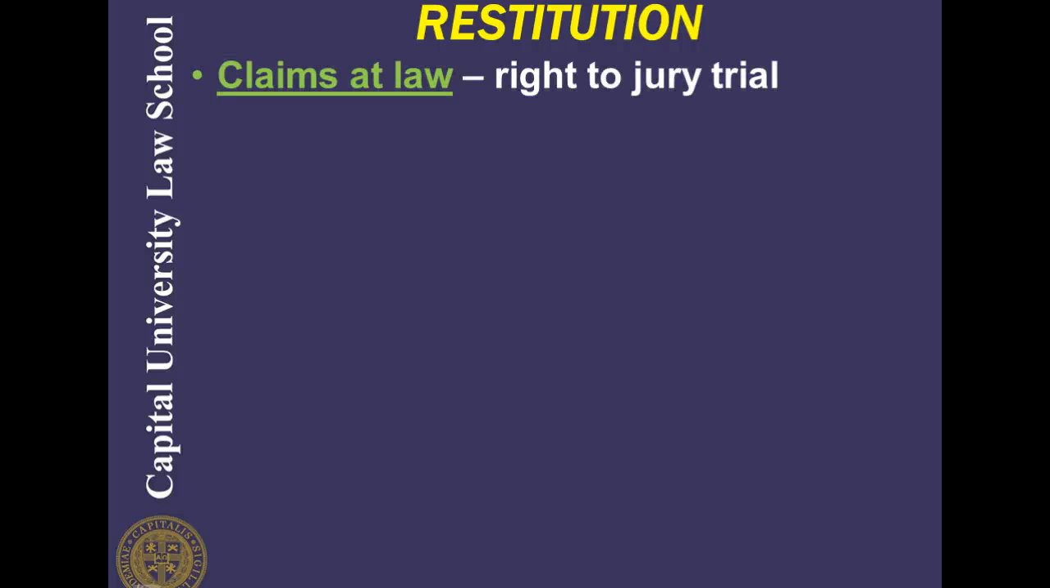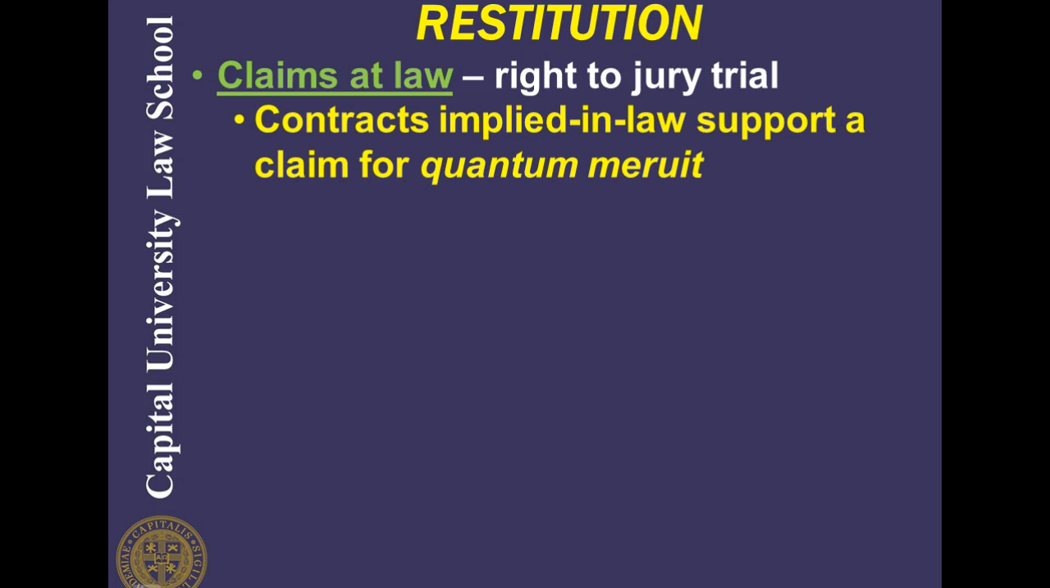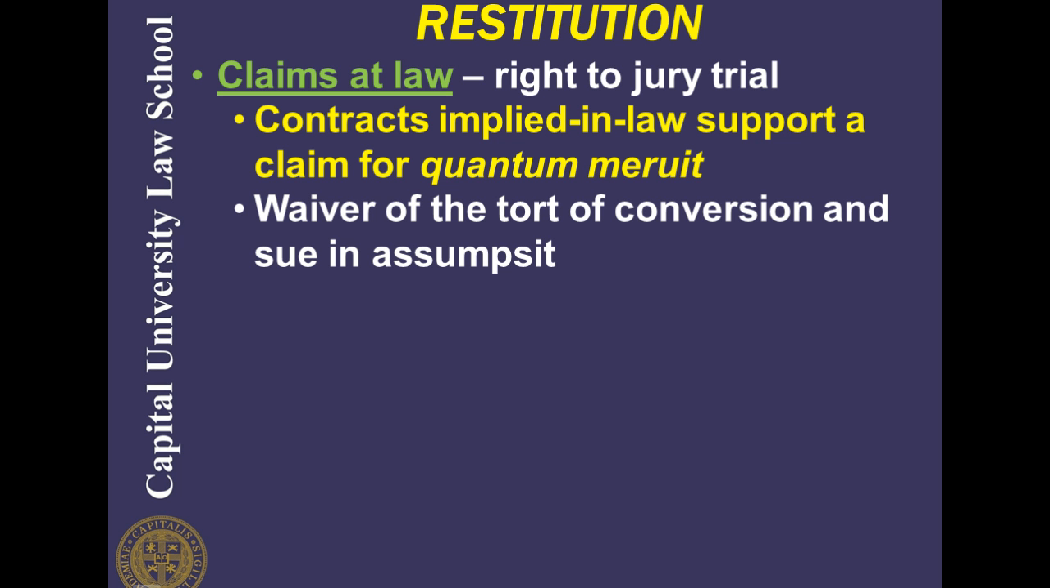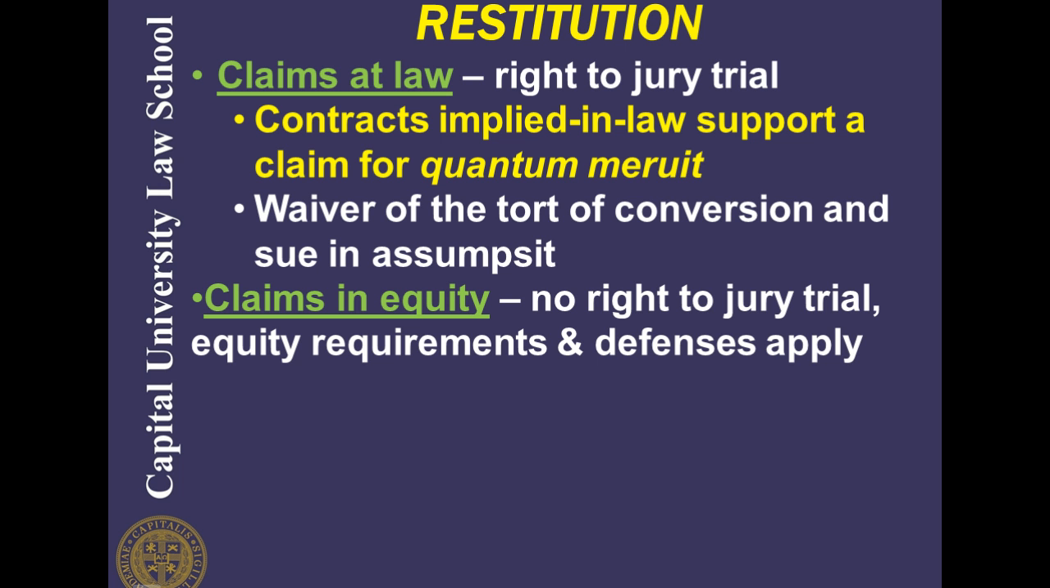Now let's look at claims at law. With claims at law, as we know, the plaintiff has the right to a jury trial. These are legal claims, and they derive in restitution essentially from contracts that are implied in law and are supported by a claim of quantum meruit. They are also supported by waiver of the tort, generally the tort of conversion, and the plaintiff brings suit in what is known as assumpsit. And again, I'll explain more of this as we go along.